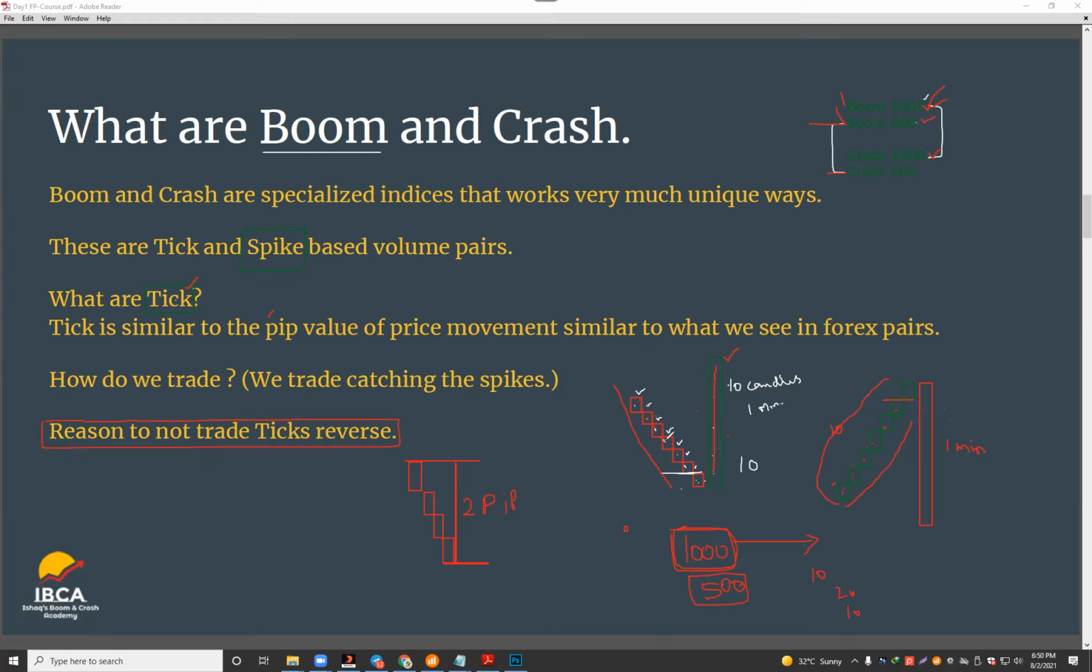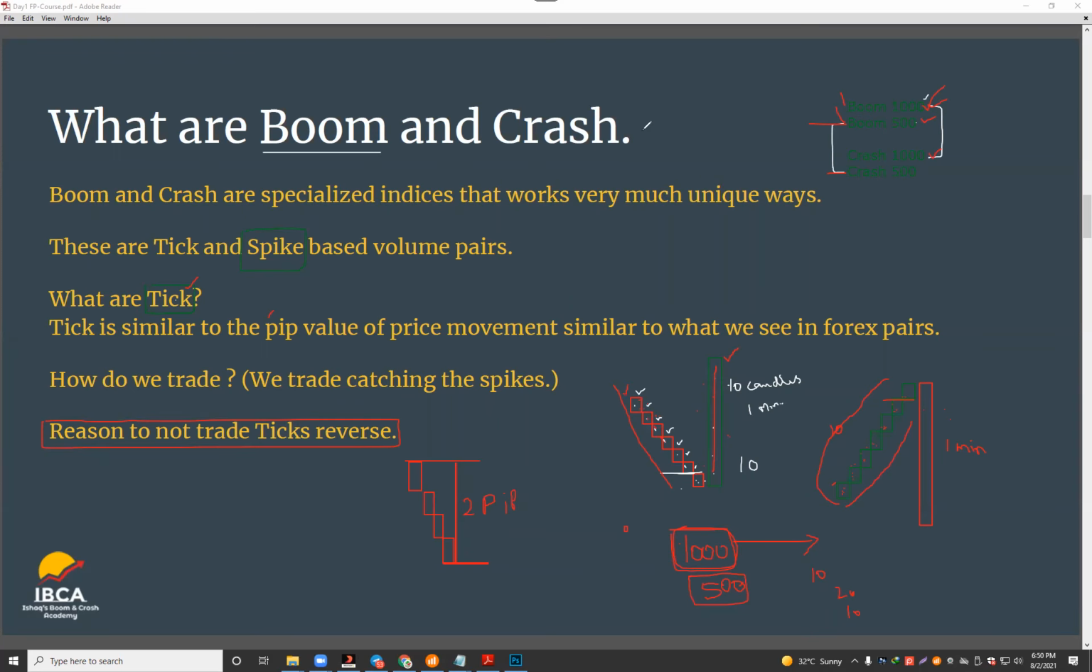Yes, Harish. The nature of boom and crash is that the tick is going in one direction. So if we determine the trend, we can easily understand where a spike can occur. Okay. So spike trading is better than this small 1 minute candle trading. Spike trading is better. Okay. I will share many examples with you in the upcoming slides, right?